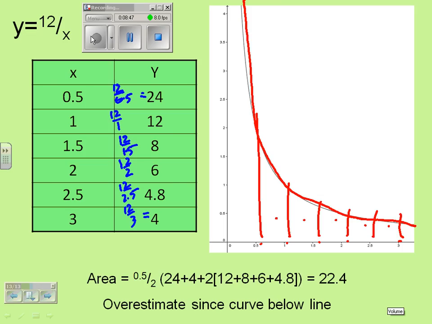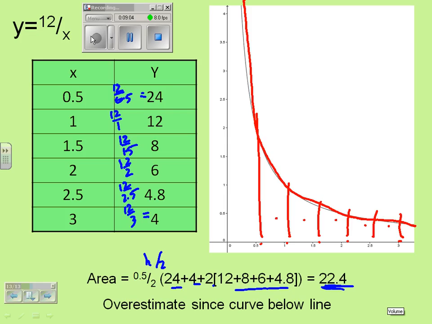And then I've thrown it into the formula. The formula was h, the width, divided by 2, the first plus the last, and 2 lots of everything in between. And my answer is 22.4.